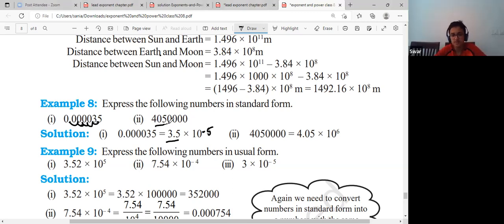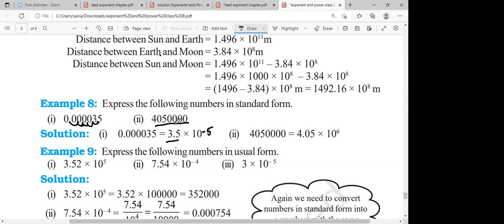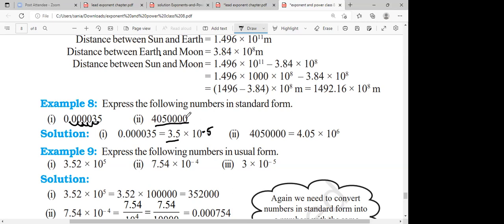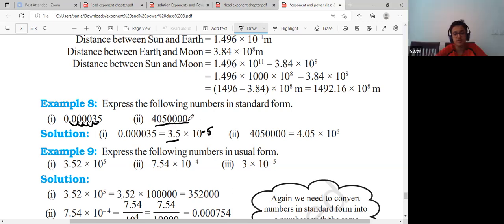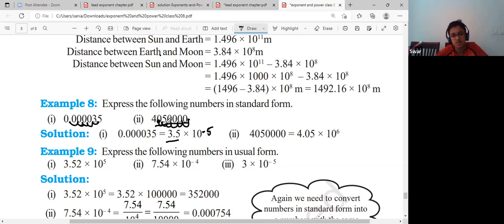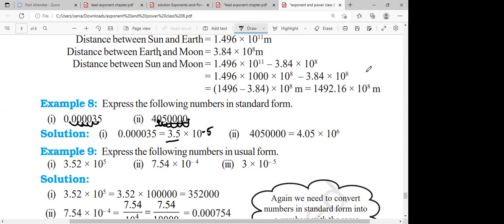And this number, is it in between this or is it greater than that? Greater than 10. So what will you do? You will move it 5 places to the left. Yeah. So from here itself, 1, 2, 3, 4, 5, and 6. Right? 6. Yes. So 4.0 multiplied by 10 raised to the power 6.